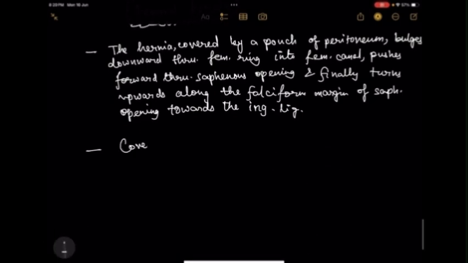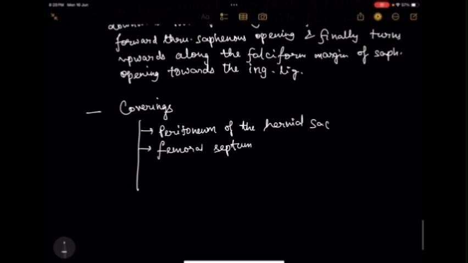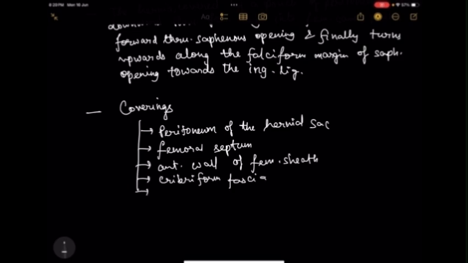Whenever you mention hernia, you should mention its coverings of the hernial sac. See, peritoneum of the hernial sac. It's important. Then the femoral septum, because it's pushing the femoral septum through the femoral ring and going into the femoral sheath. Anterior wall of the femoral sheath. Then the cribriform fossa. Yes, cribriform fossa. Then only superficial fascia and skin. Wonderful.